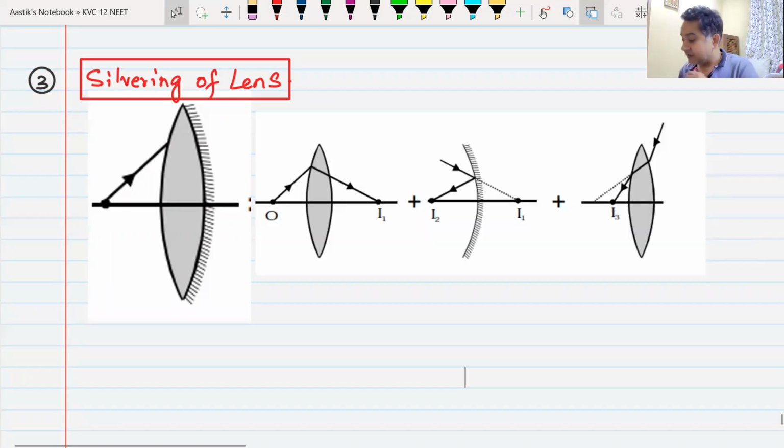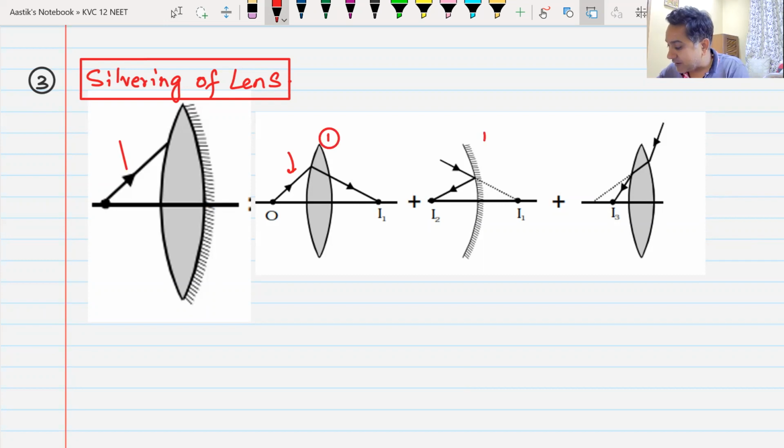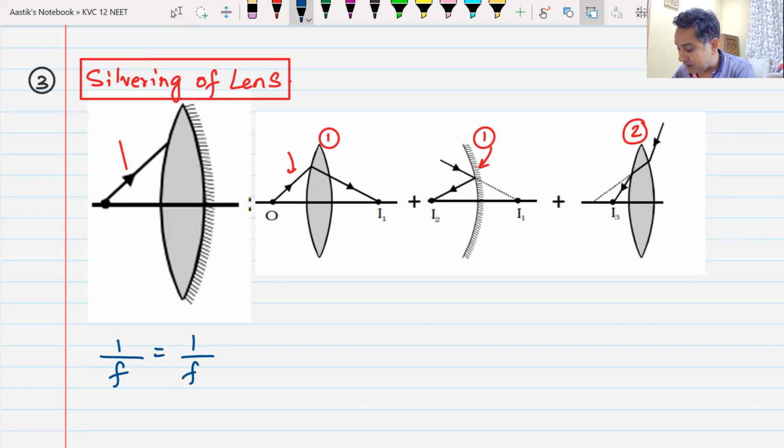You can see this ray of light, when it passes, it will pass once through the lens. Then it will be reflected once by the mirror. And then it will again pass through the lens. So it will pass through the lens twice, but the mirror only once. Again, I can write the same formula. This will again behave like a mirror. 1 by f of this mirror will be 1 by focal length of the mirror minus 2 by focal length of the lens. I hope you understand this.